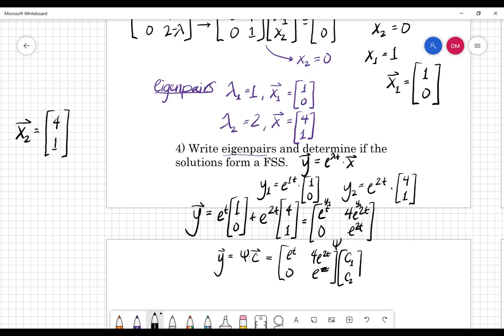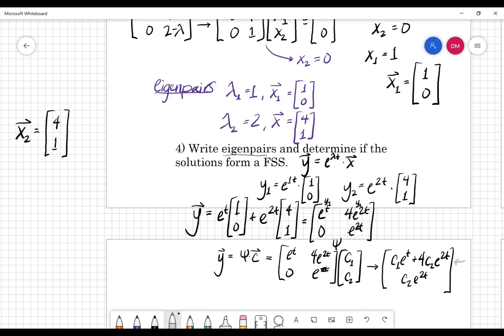But a lot of times what we'd really try to do is also just simplify that by doing the matrix multiplication. So c1 e to the t plus 4c2 e to the 2t. And then we have 0 times c1, and we have c2 times e to the 2t. The nice part about this is it looks like a solution for y1 and y2 like we would have found in our previous units before we were dealing with systems, because that's really what this is when we write it all out.